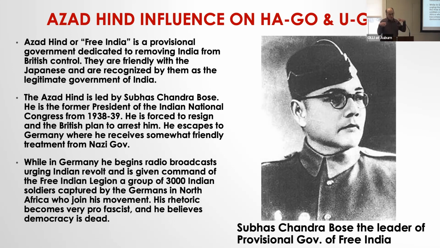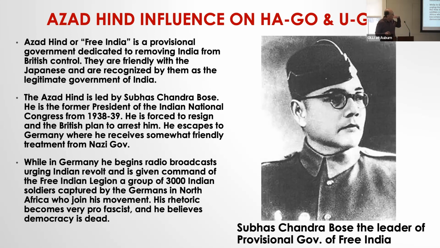And then there's fighting in the African desert. We may remember Rommel in North Africa, and the British have brought in Indian troops. And many of those Indian troops are captured by the Germans. And he creates basically the Free India Legion. So he's got now 3,000 troops that he's convinced that they need to fight on the side of the Nazis to overthrow British rule of India.